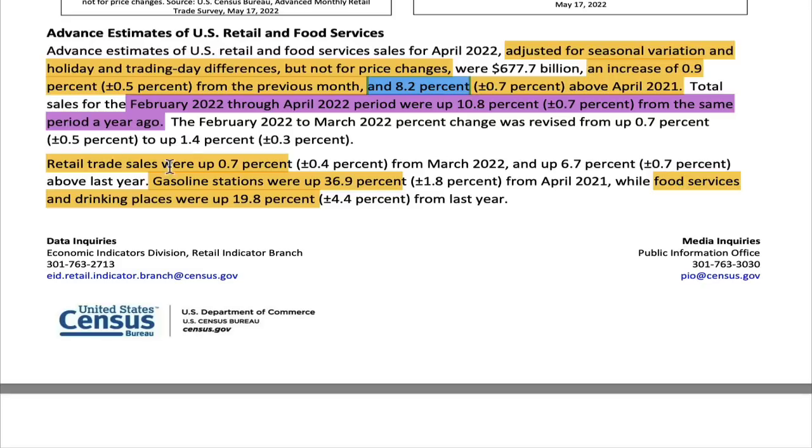This is big. Food services and drinking places were up almost 20% from last year. Why do you think that they were up 20% from last year? Because there is so much demand, or because everything was shut down last year? This is part of the reopening. We're not reopening, we are reopened, so there will be a shift back to services.